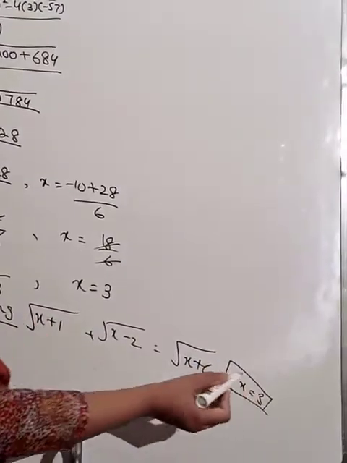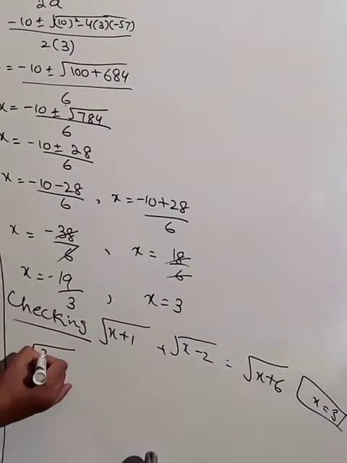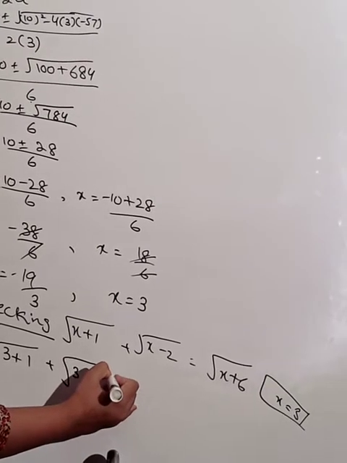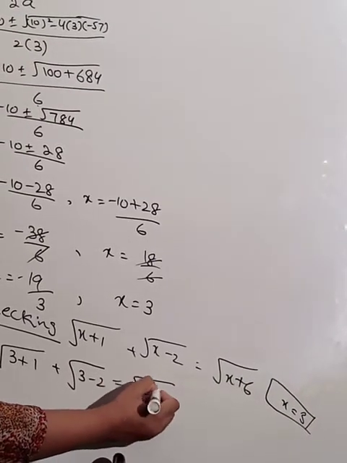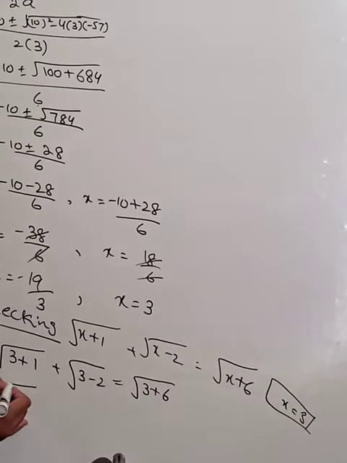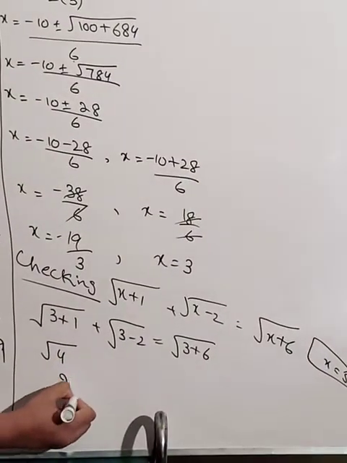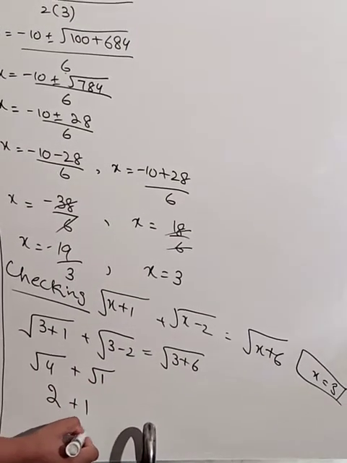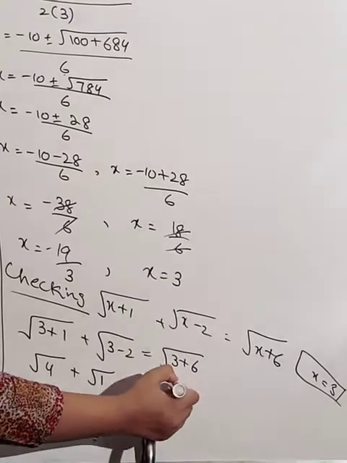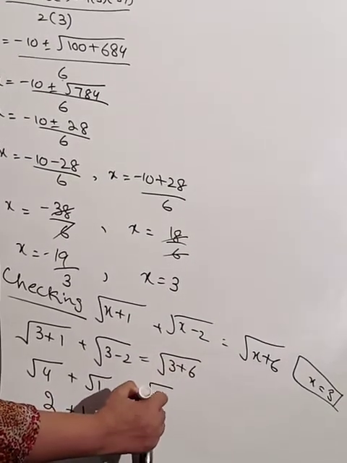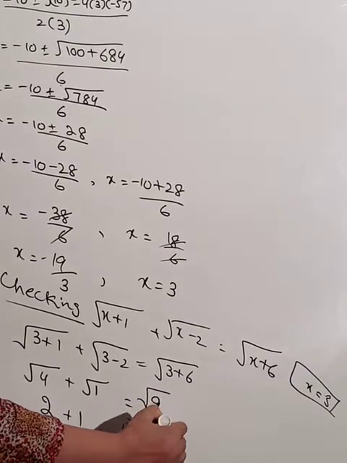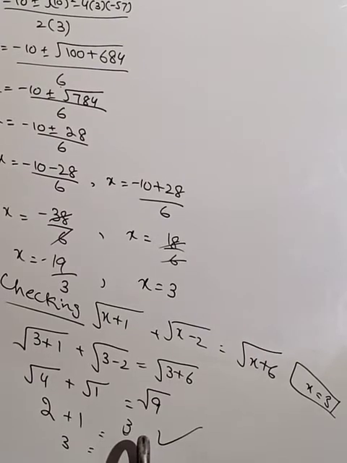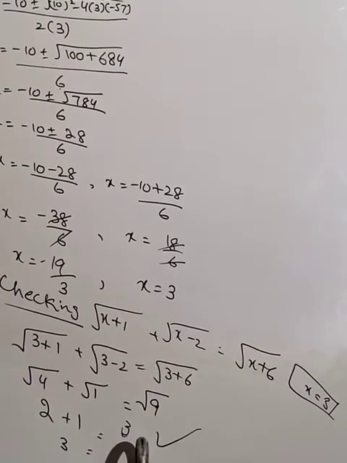I have less space over here. So checking at 3, you get square root of 3 plus 1, plus square root of 3 minus 2, is equal to square root of 3 plus 6. 3 plus 1 gives 4. Square root of 4 is 2. 3 minus 2 is 1. Square root of 1 is 1. 2 plus 1 is equal to 3. On the other side, 6 plus 3 makes 9, and the square root of 9 is equal to 3. Both sides are equal, left hand side is equal to right hand side. That means x is equal to 3 is the solution for the equation.